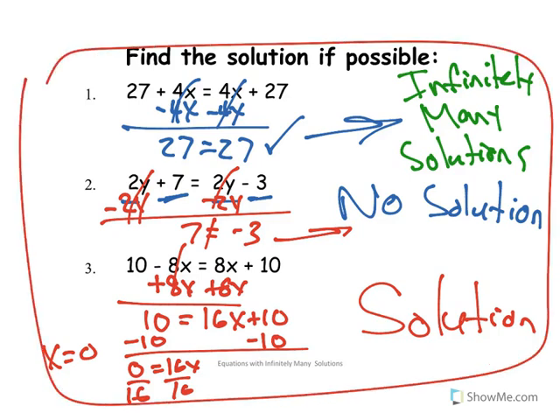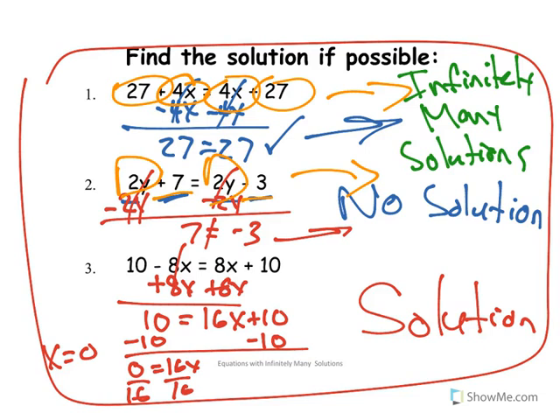So if you're having trouble with your homework, you're going to come back to it and you're going to say, well, what do I see? Okay, all of the same terms. Great, infinitely many. Same variable term with different constants. Well, that can't work, no solution. Different variable terms, right away I know that there's going to be a solution.